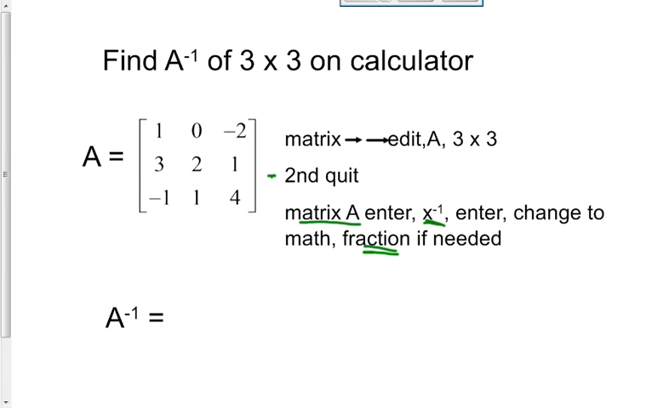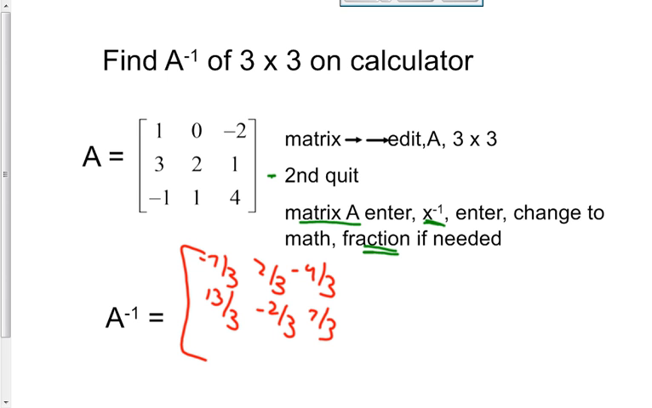I will now just transfer those onto here. Negative 7/3, 2/3, negative 4/3, 13/3, negative 2/3, 7/3. There you go. There's your inverse matrix for 3 by 3 done on your calculator.